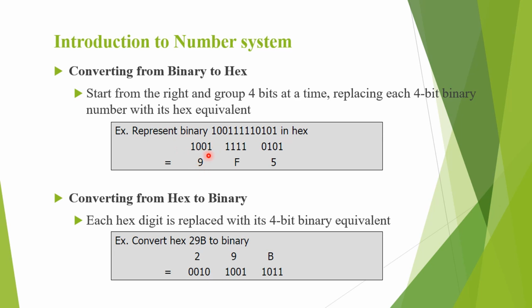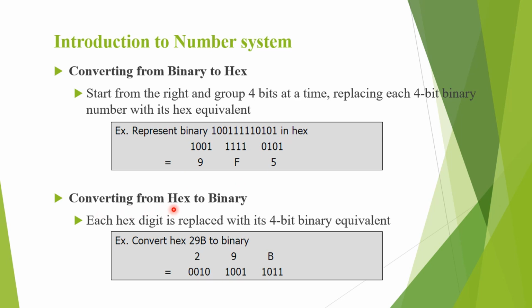So 1001, binary value 1001 is 9 in the hexadecimal system. Next 1111, its hexa equivalent is F. 0101, hexa equivalent is 5. So now the binary number 10011111001 is 9F5.